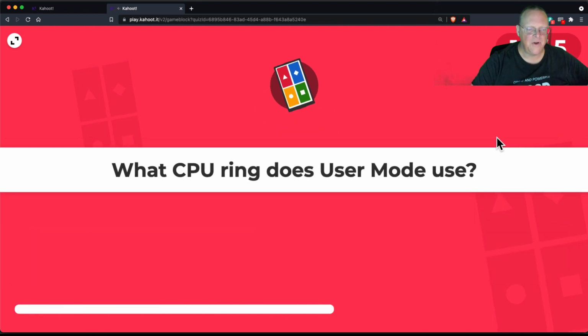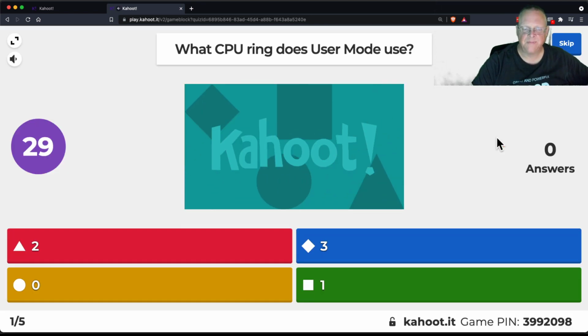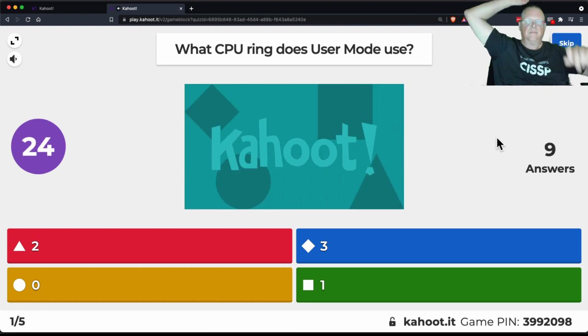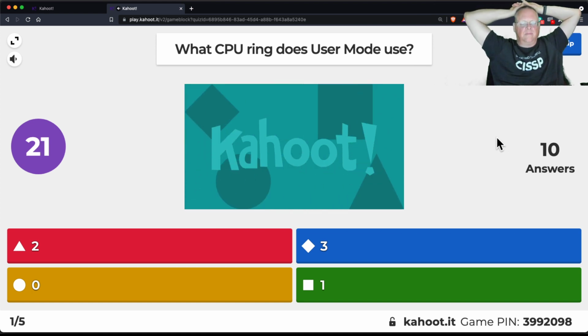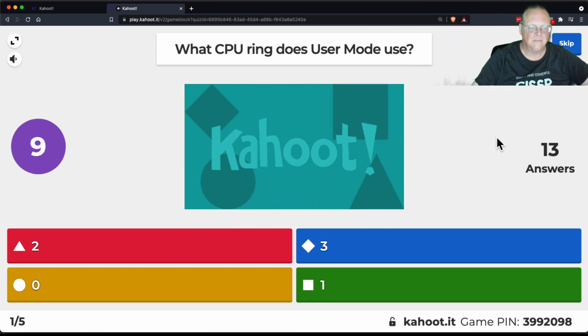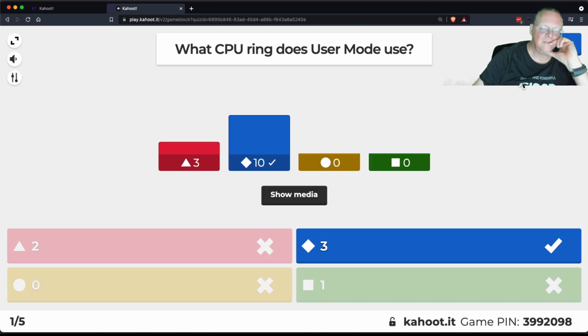All right, so what ring does user mode use? That's 3.